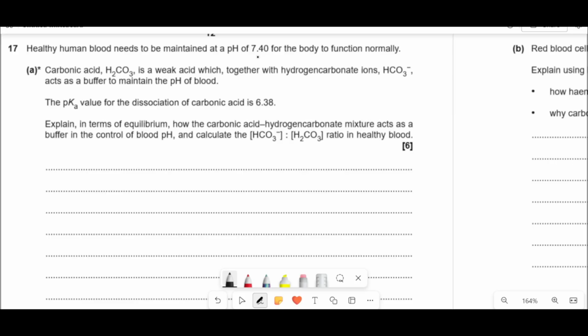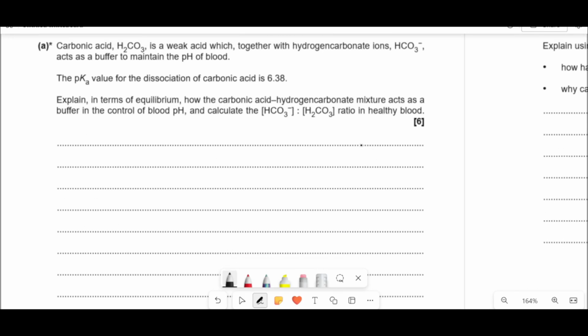So I'm just saying. But anyway, carbonic acid, H2CO3, is a weak acid in which hydrogen carbonate ions act as a buffer to maintain the pH of blood. The pKa is this. Explain in terms of equilibrium how this mixture acts as a buffer in the control of blood pH and calculate the ratio in healthy blood. So do it step by step.